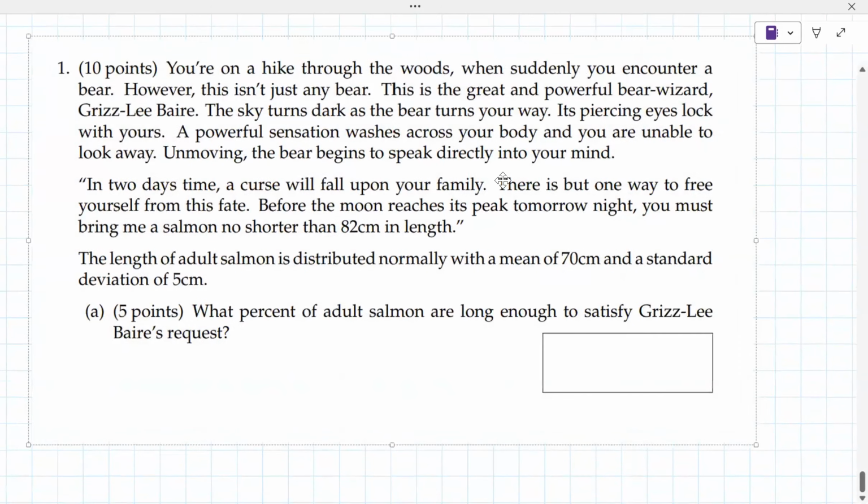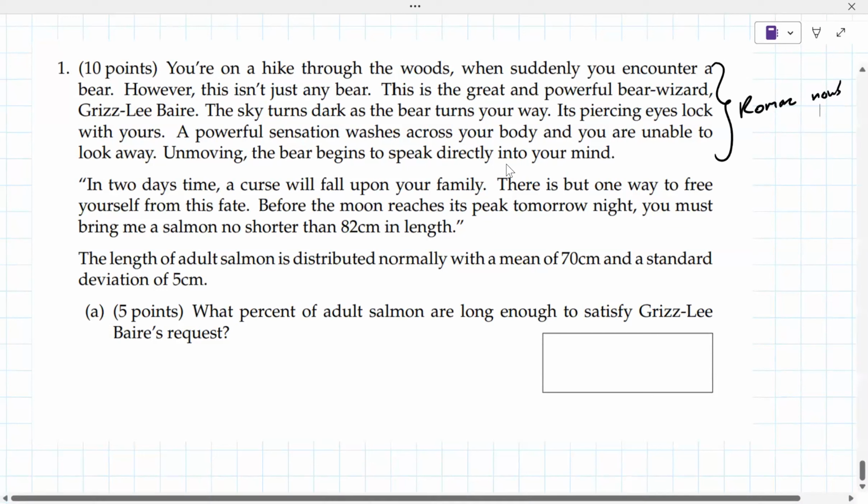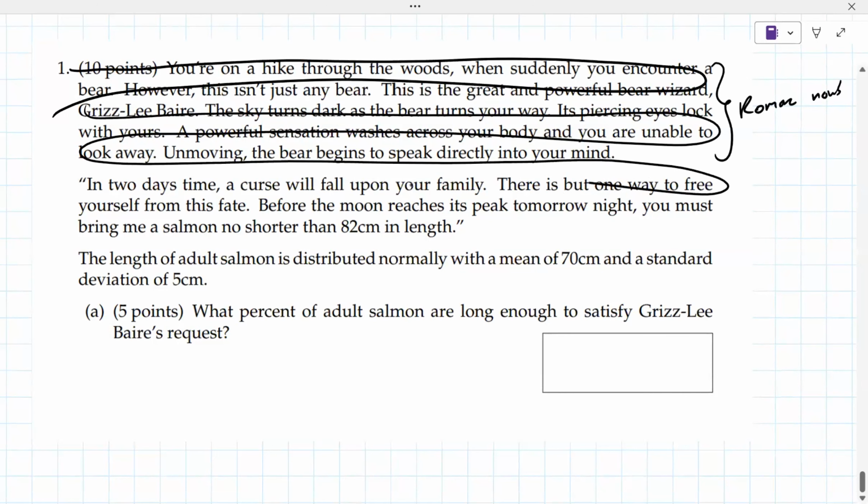You are on a hike through the woods when suddenly you encounter a bear. But this isn't just any bear. This is the great and powerful bear wizard, Grizzly Bear. The sky turns dark as the bear turns your way. Its piercing eyes lock with yours. A powerful sensation washes across your body and you're unable to look away. That's actually how romance novels are written, kind of like that. Unmoving, the bear begins to speak directly into your mind. In 2 days' time, a curse will fall upon your family. There is one way to free yourself from this fate. Before the moon reaches its peak tomorrow night, you must bring me a salmon no shorter than 82 centimeters in length.